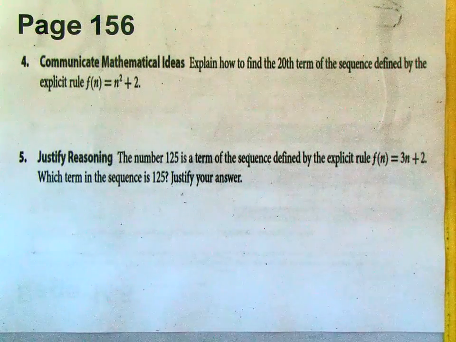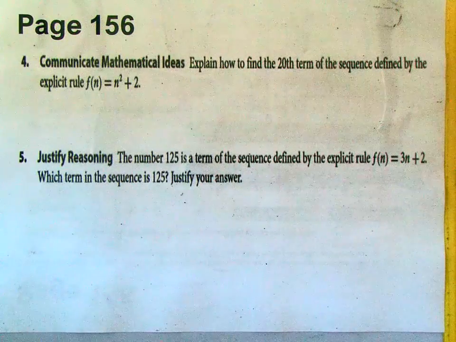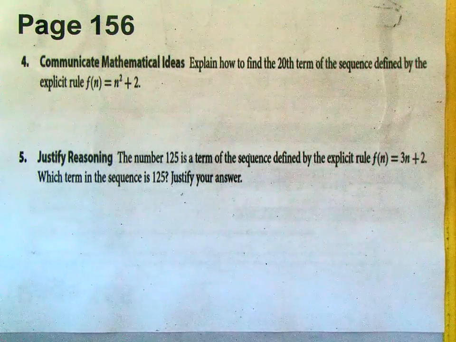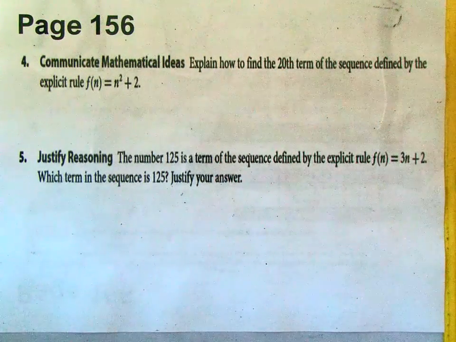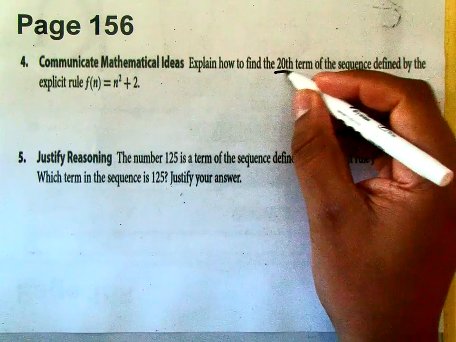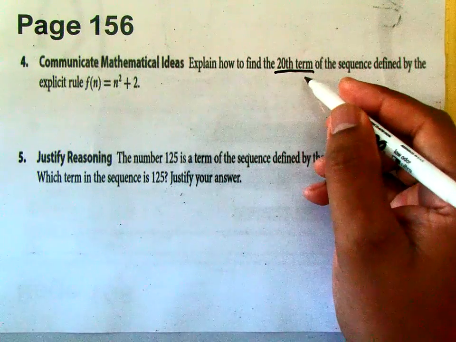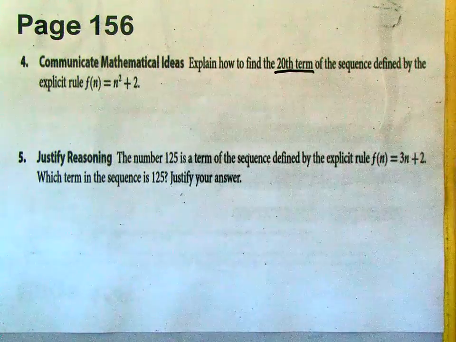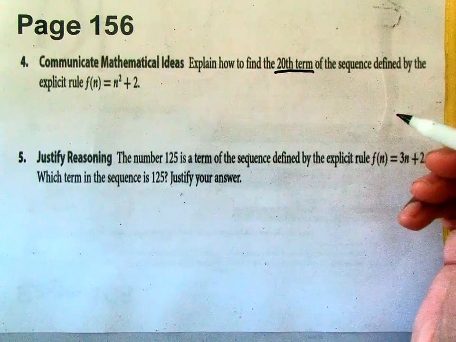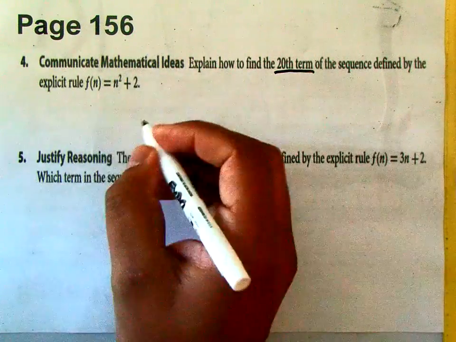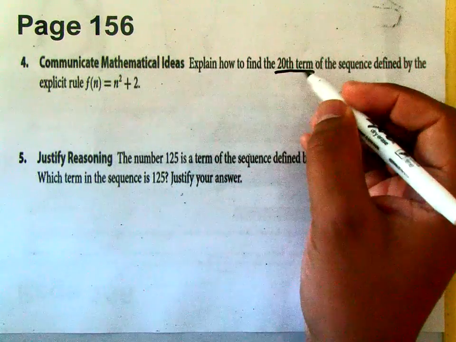So remember that the explicit rule uses function notation. And one of the important things from it is that we don't need the previous terms to figure out what's coming next. So what we want to do is plug in this 20th term. The 20th term is going to be our x, really. It's what we're going to plug in for the n and solve for that function. So I'm going to write that out, replacing the n with the 20th term.